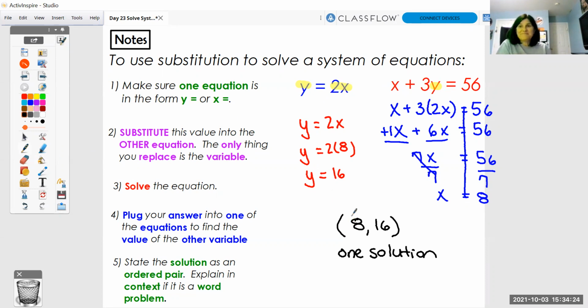I'm going to try another one. All right, let's try another one. So those were the steps. You should probably write them down. You can shorten them if you need to. Pause the video if you need time, but then we're going to move into a second example.